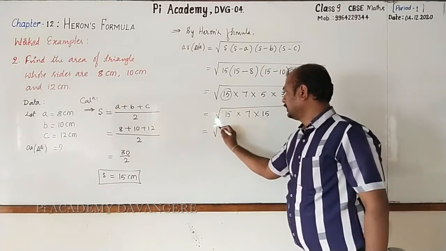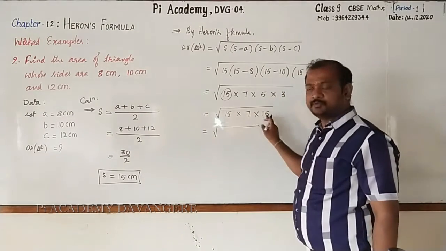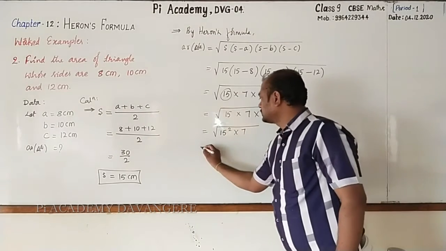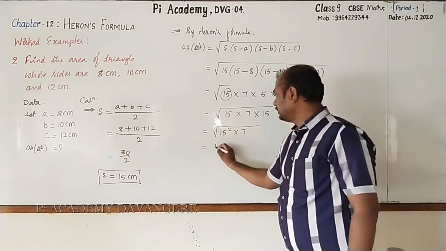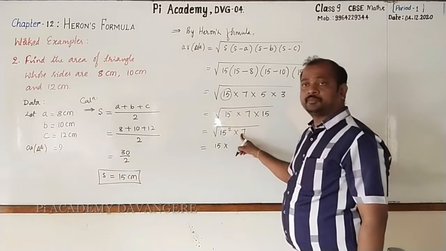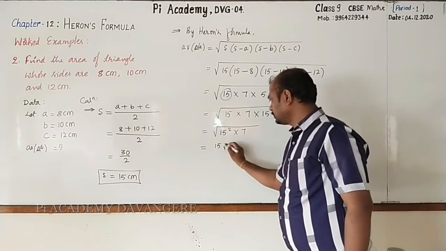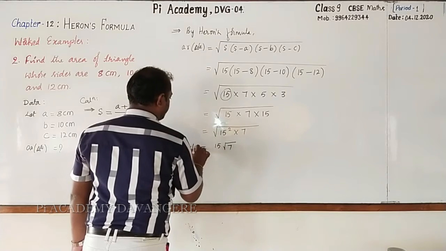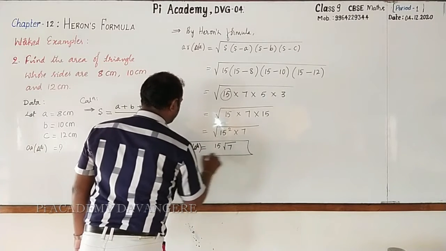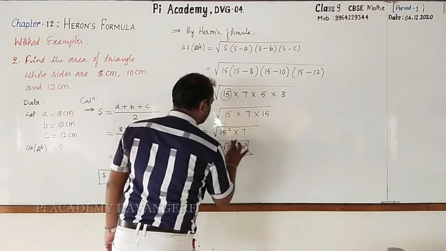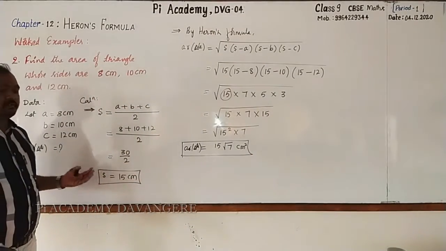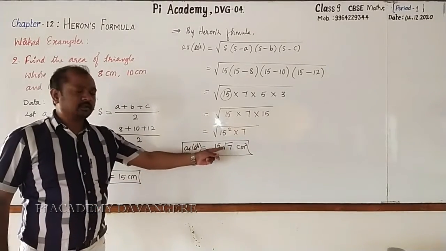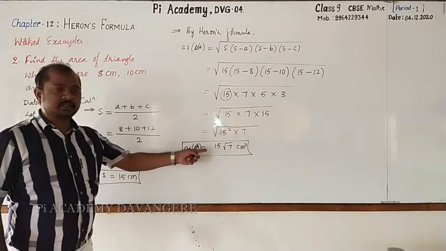It is equal to square root of, what is 15 into 15? 15 square into 7. This is equal to square root of 15 square is 15 only, whereas root 7 should be written as it is. So this is area of triangle, 15 into root 7 centimeter square. If the value of root 7 is given, then you can go for substituting and simplify. If not, you may write up to there. Hope that you all have got the same answer.